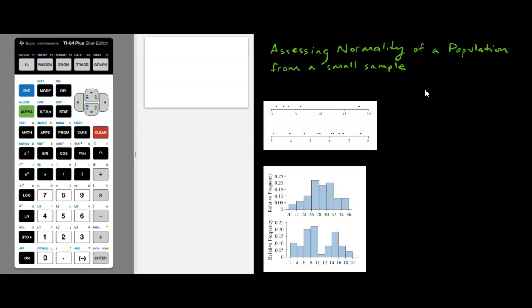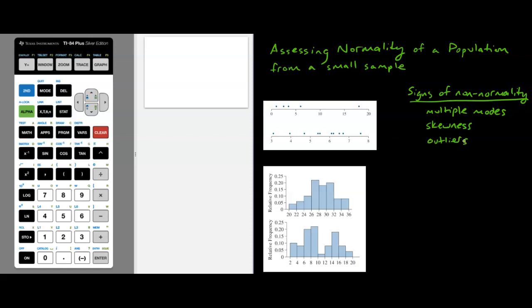So let me write these down. Some signs of non-normality include the following. We're looking for multiple modes. We are looking for skewness, and it's a large degree of skewness. And then we're also looking for an outlier or two.